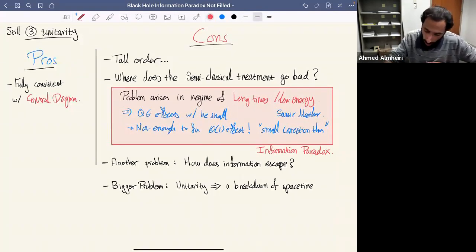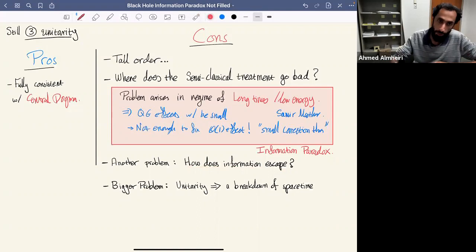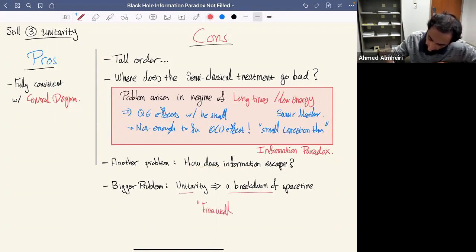And there are more problems. One is how to see that information escapes. Suppose you throw something into the black hole, you expect it to come back out, but it doesn't come out. Furthermore, something I will discuss in a little bit is that unitarity seems to lead to a breakdown of space-time. That's the firewall paradox.